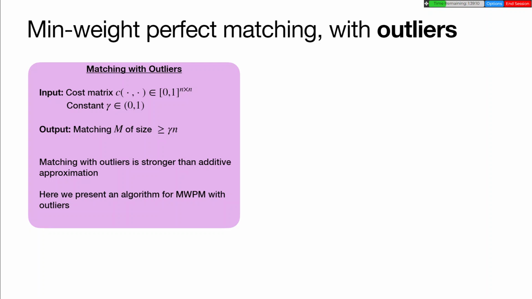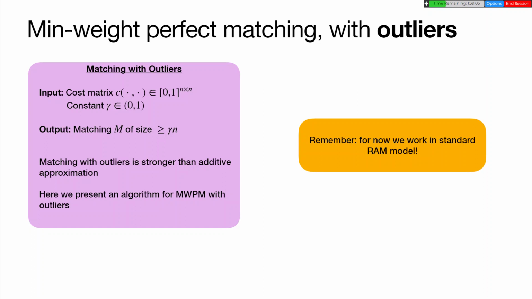So here we present an algorithm for maximum weighted perfect matching with outliers. For now, imagine we're working in a standard RAM model, so we're not doing anything sublinear.